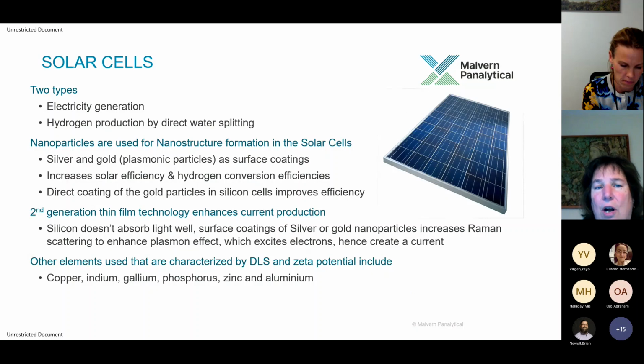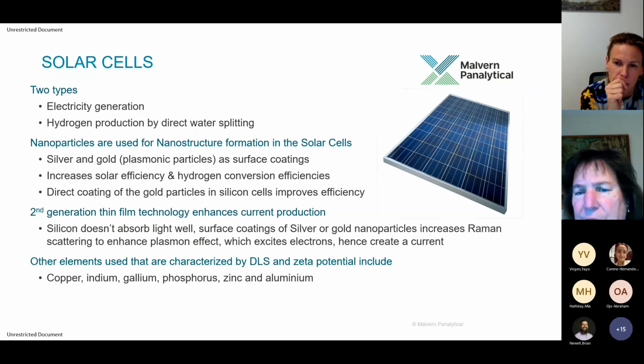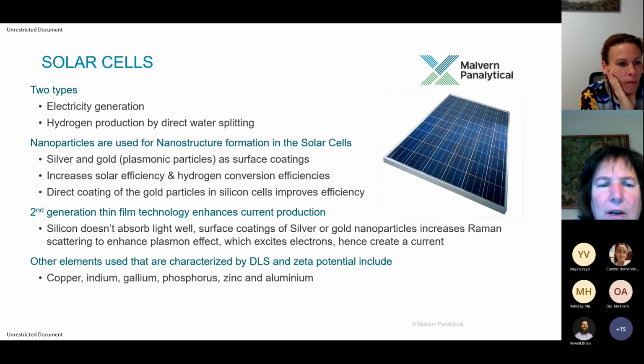So just to start off with, you have solar cells. There's really two types. There's solar cells that generate electricity. There's hydrogen production through direct water splitting, where the characterization of nanoparticles comes into play with surface coatings. Silver and gold plasmonic particles are used in surface coatings on those cells. That coating increases solar efficiency and hydrogen conversion efficiencies.